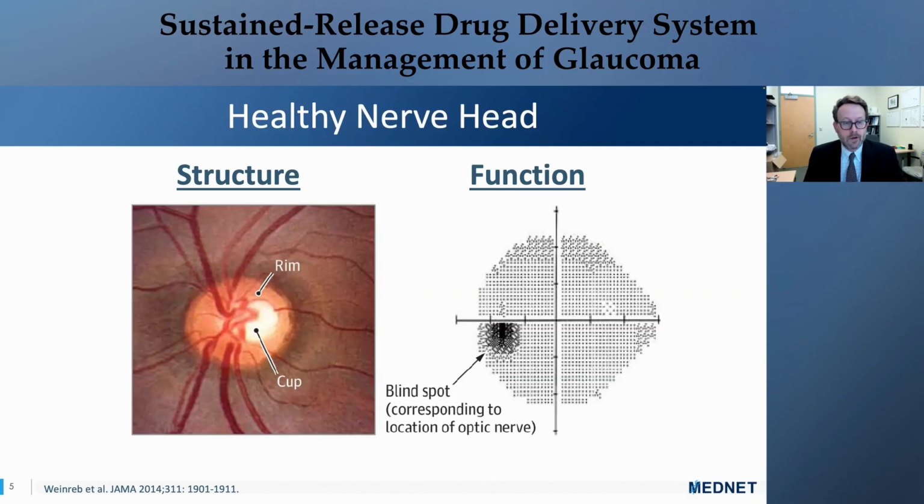When we look at the function of the nerve fibers entering that optic nerve head, we do that by looking at their visual field tests, and we can see that a person's visual field and their peripheral vision is completely intact. The one spot where there's a physiologic blind spot is where the nerve plugs into the eye. And of course, this is because there are no photoreceptors there. So the blind spot in all of these visual fields corresponds to the location of the optic nerve head.